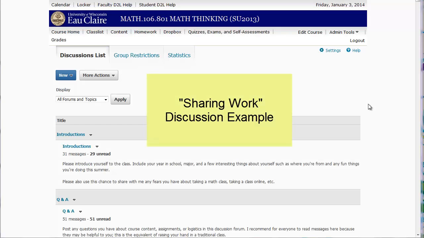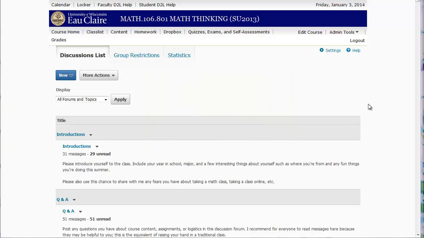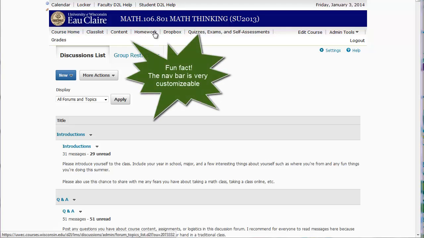Now I'll show you an example of how a discussion forum was used in a non-traditional way in a math class. So this is Math Thinking, Math 106, and here we are on the discussion page, which is actually renamed Homework in the navigation bar here. In case you didn't know, you can change the name of anything in the navigation bar if you would like.